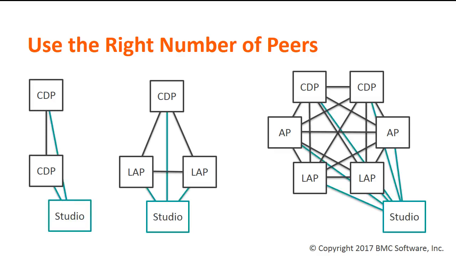This includes Development Studio. A running Development Studio counts as a peer, and if several users are running Development Studio at once, that increases the communication load, not unlike adding several peers. Because of how peers exchange information and how much they exchange, BMC recommends using no more than 2 CDPs and 2 APs on the same grid.